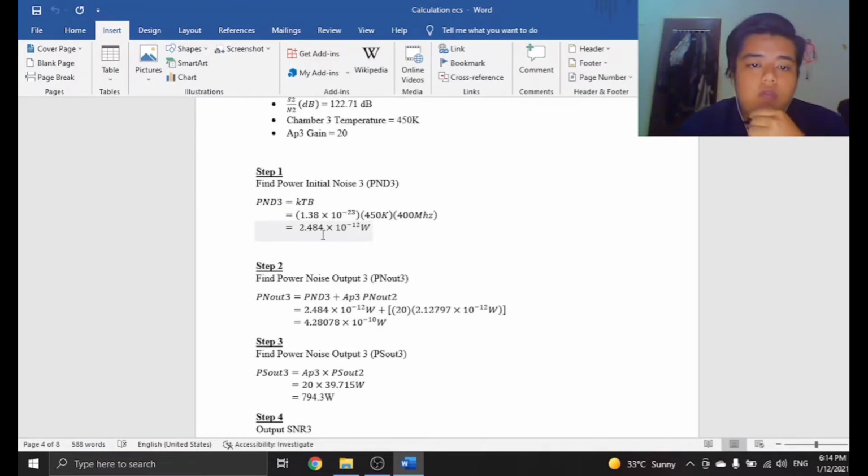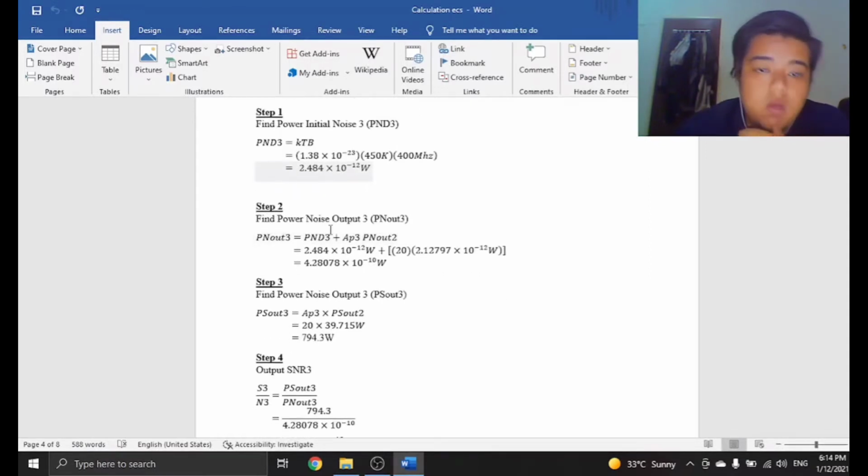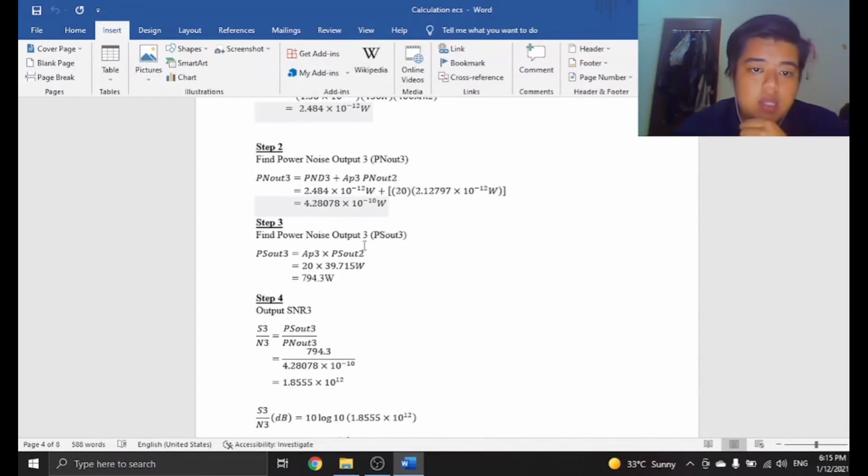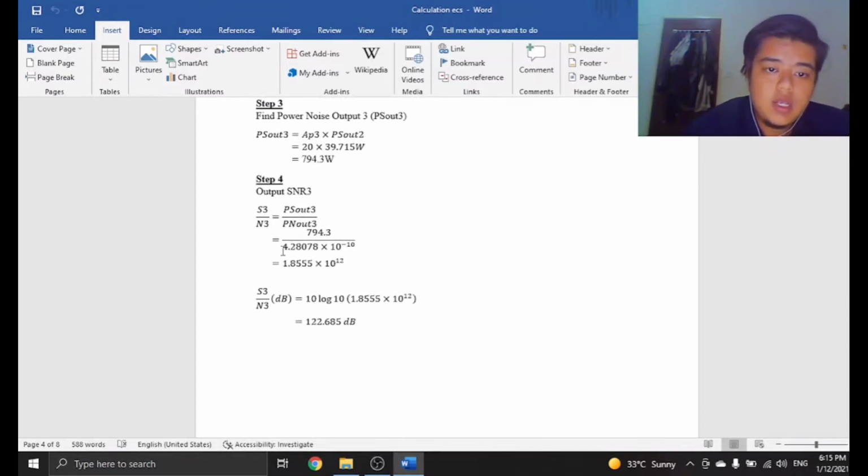We get 2.484, and then step 2, we need to find the power noise output, which is PND3 plus gain 3 times power noise out 2. We get 4.28078 exponential negative 10. And then step 3, we find the power signal output, which is gain 3 times the power signal out, we get 794.3 watt. And then lastly, step 4, we calculate the output SNR for amplifier 3, which is power signal out divided by power noise out. We get 1.8555 exponential 12, and the decibel value is 122.68.